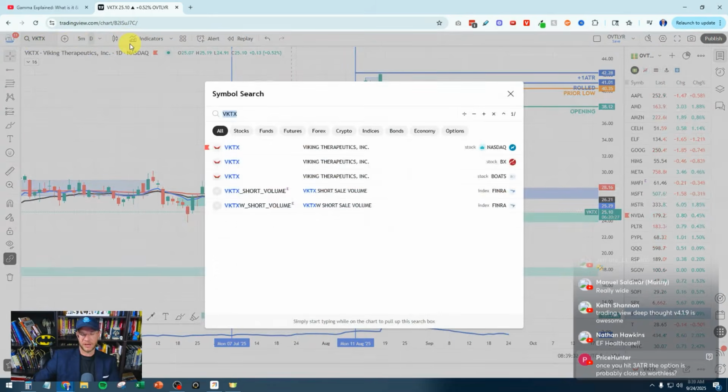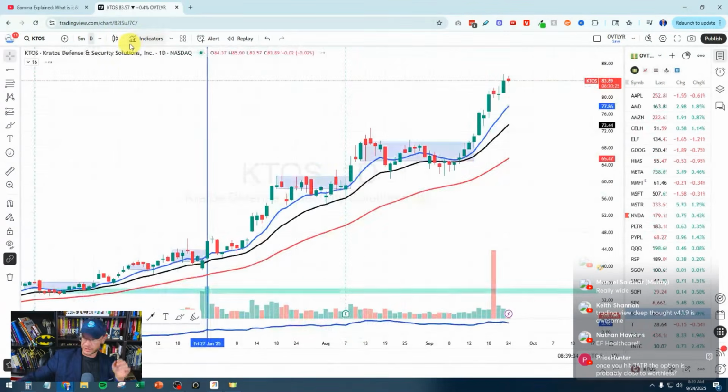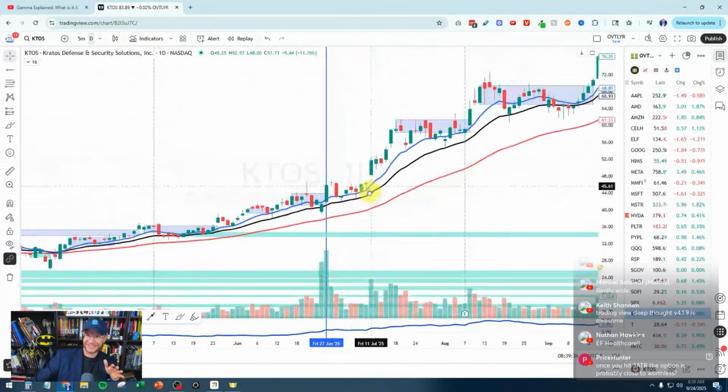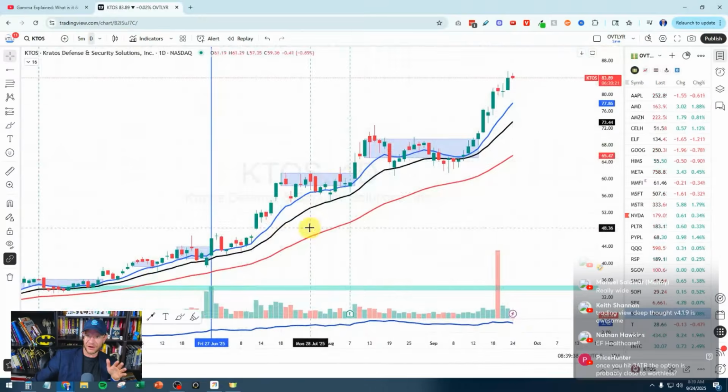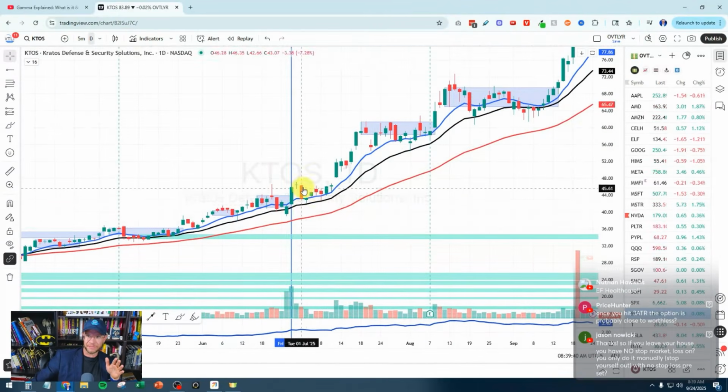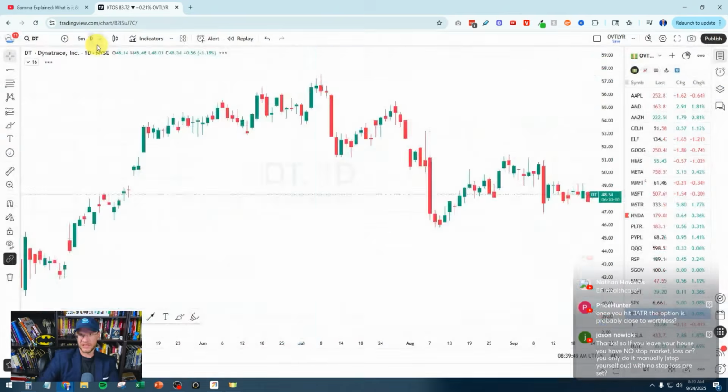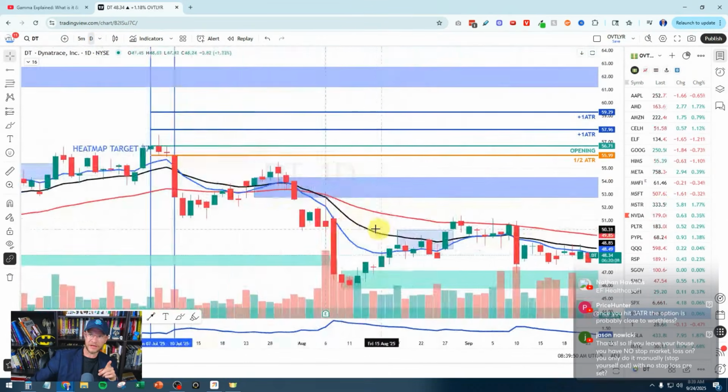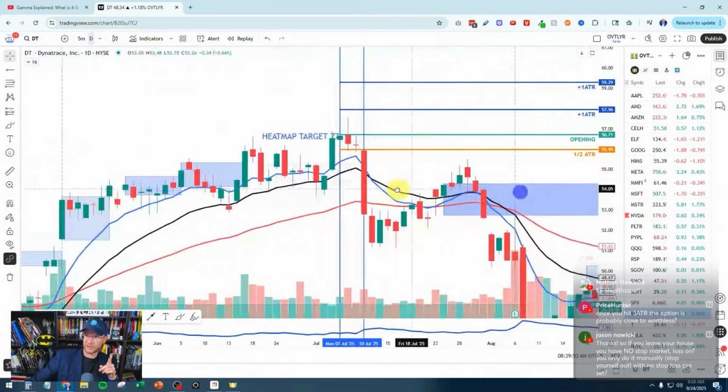Let's look at another one. Katos, which don't look at Katos. Katos has run hard since I got stopped out. Okay. But let's say that I got stopped out and I took a 3 ATR emergency exit during the day. Okay. Let's look at another one. I think it was DT. There you go. That's a way better example. Way better example on DT.